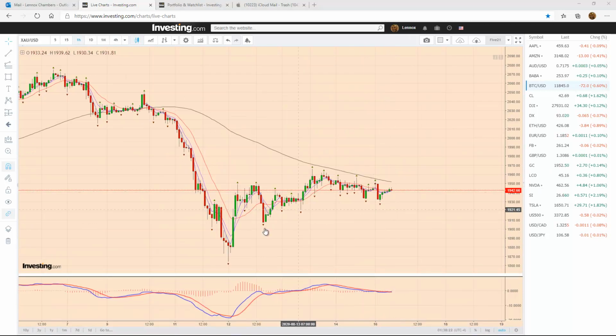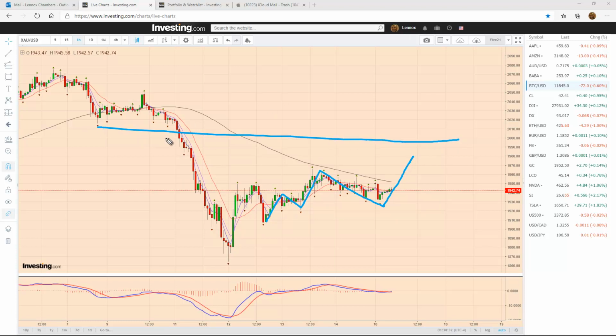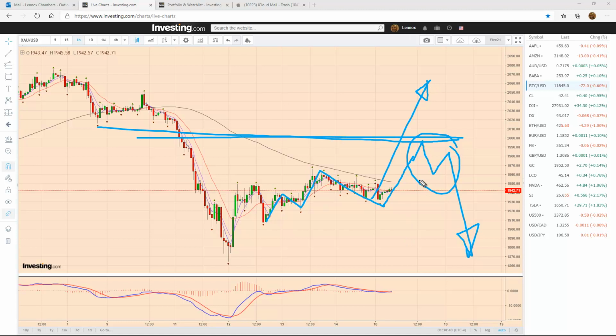So we could expect perhaps a further move to the upside. Maybe not as far as I thought. Maybe even back up, perhaps back up into this area here, and then we'll be turning around, going back down. Okay, so not expecting this to be taken off to the upside at any moment in time. So be aware of that.